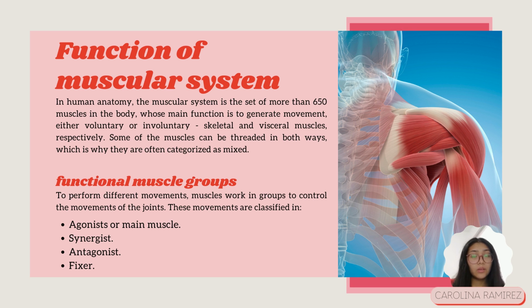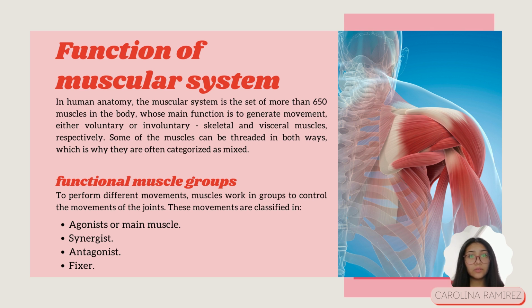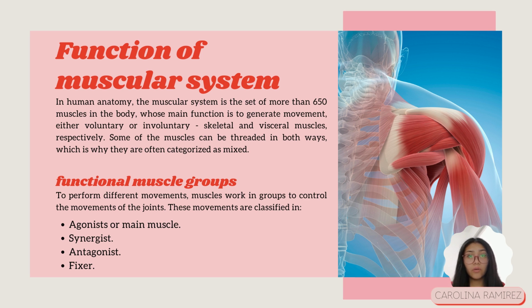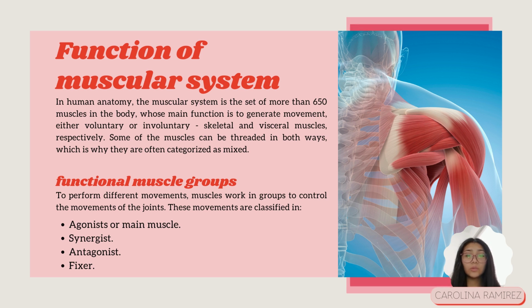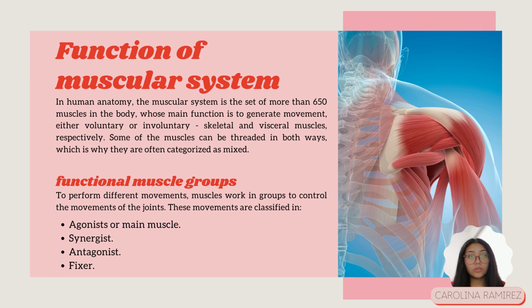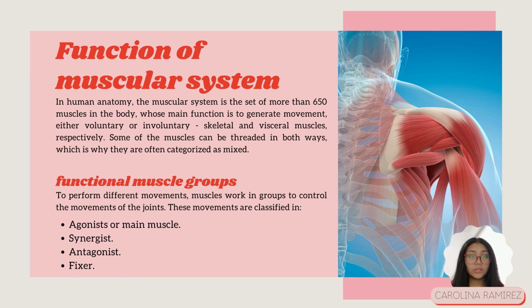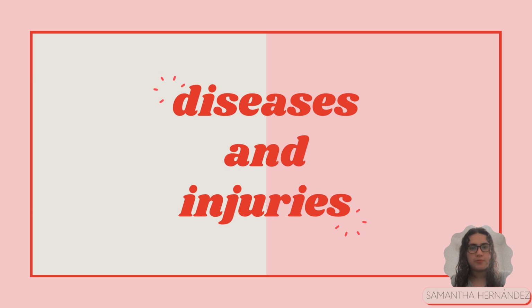Function of the muscular system. In human anatomy, the muscular system is the set of more than 615 muscles in the body, whose main function is to generate movement, either voluntary or involuntary, by skeletal and visceral muscles, respectively. Some of the muscles can be trained in both ways, which is often categorized as mixed functional muscle groups. To perform different movements, muscles work in groups to control the movement of the joints. These movements are classified into agonists or main muscle, synergists, antagonists, and fixators.